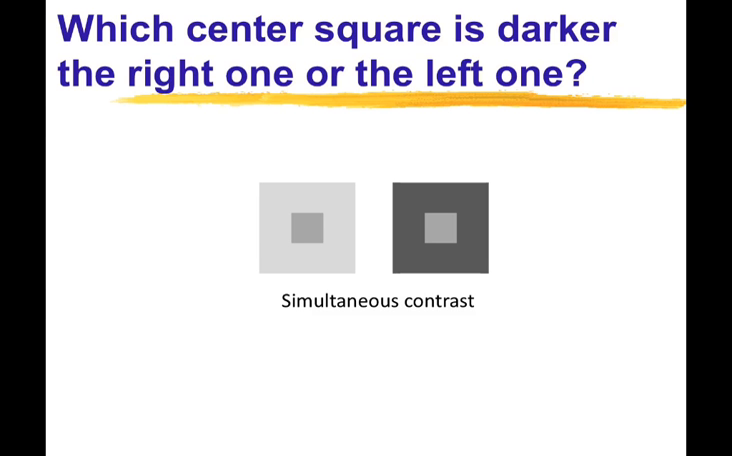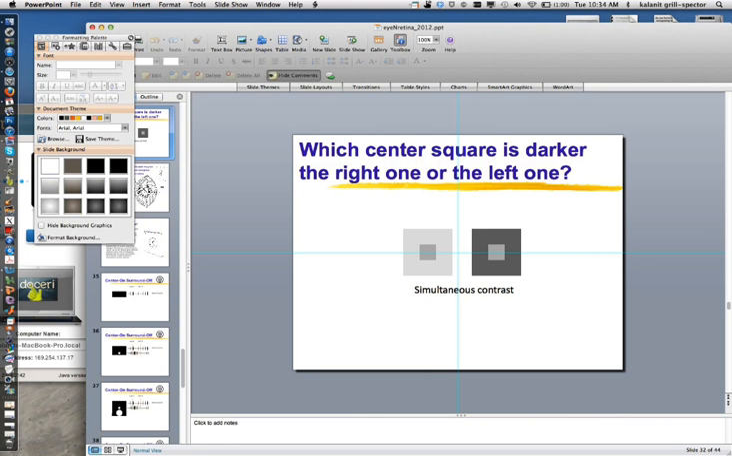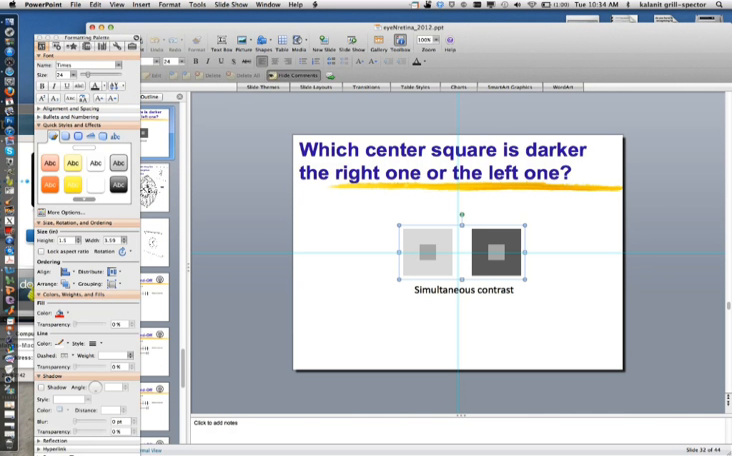So, okay, let me ask it in a way that you won't feel that I'm tricking you. Which of these squares appears darker? Would you agree with me that the left one appears darker? Okay, thank you. Of course I'm tricking you. Okay, you want to see that I'm tricking you?